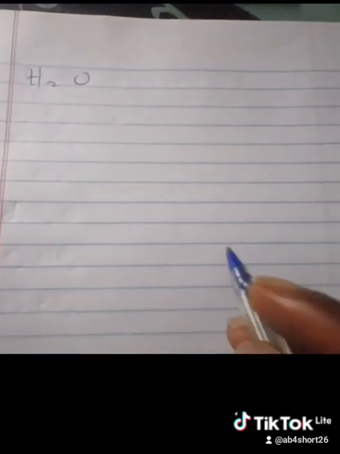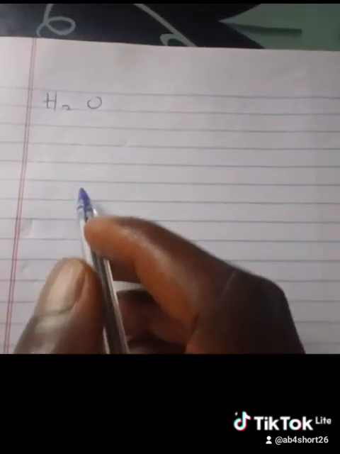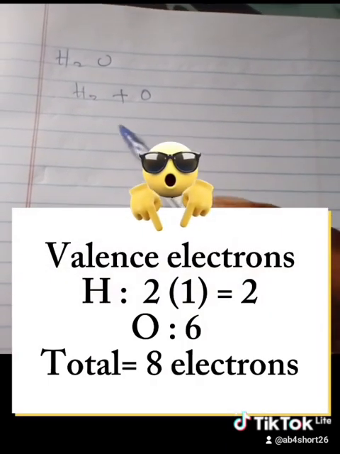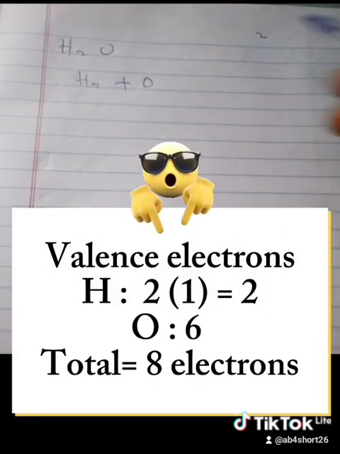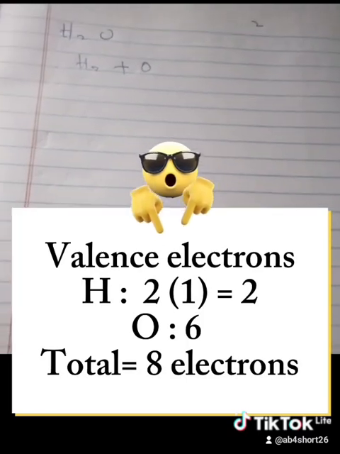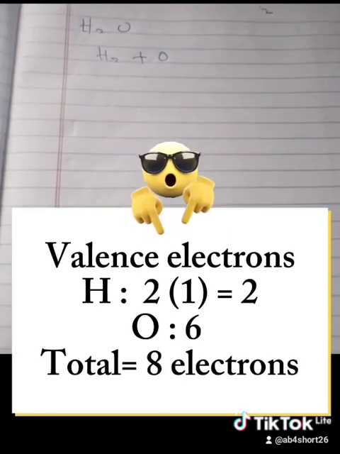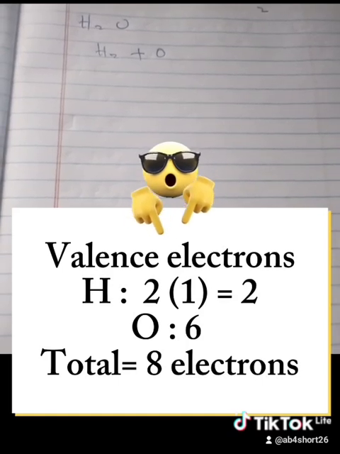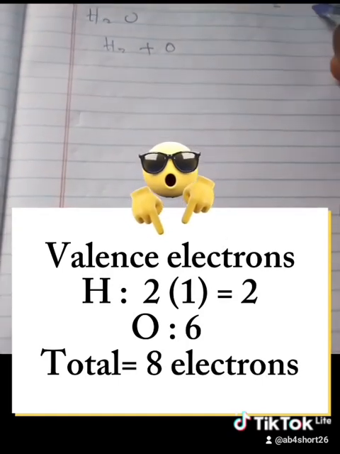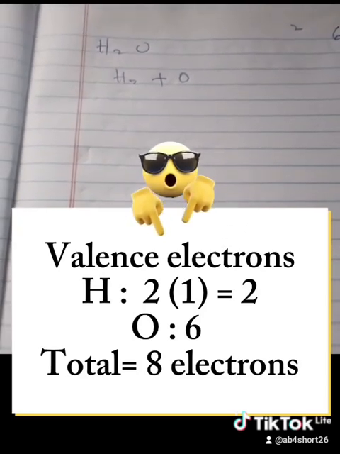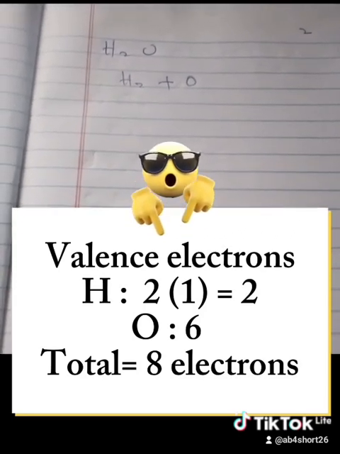For water formation, water contains 2 atoms of hydrogen and an atom of oxygen. Now hydrogen has 1 electron, so 2 hydrogens will give you 2 electrons. Then oxygen is atomic number 8, so it has 8 electrons. Since we are using the valence electrons, we want the electrons in the outermost shell, and that will be 6. So 6 valence electrons. So that means in total we'll have 8 valence electrons.